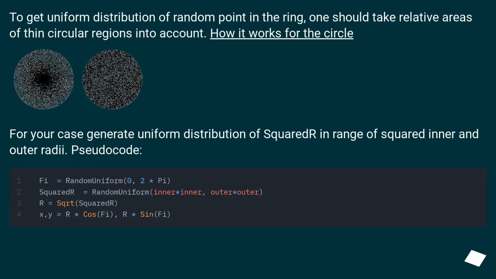To get a uniform distribution of random points in the ring, one should take the relative areas of thin circular regions into account. How it works for the circle. For your case, generate a uniform distribution of squared radius in the range of the squared inner and outer radii. Pseudocode.